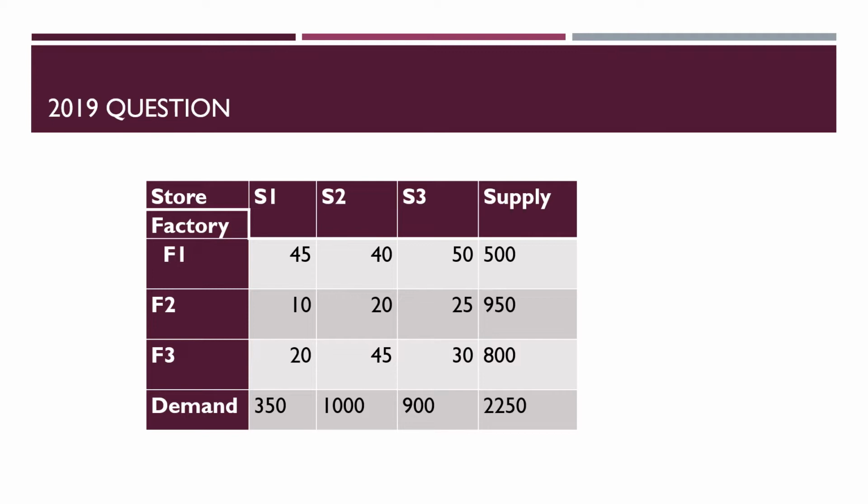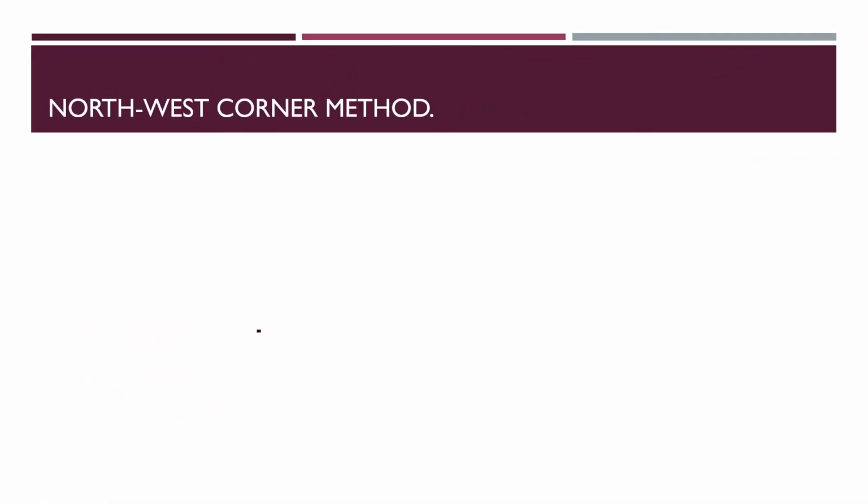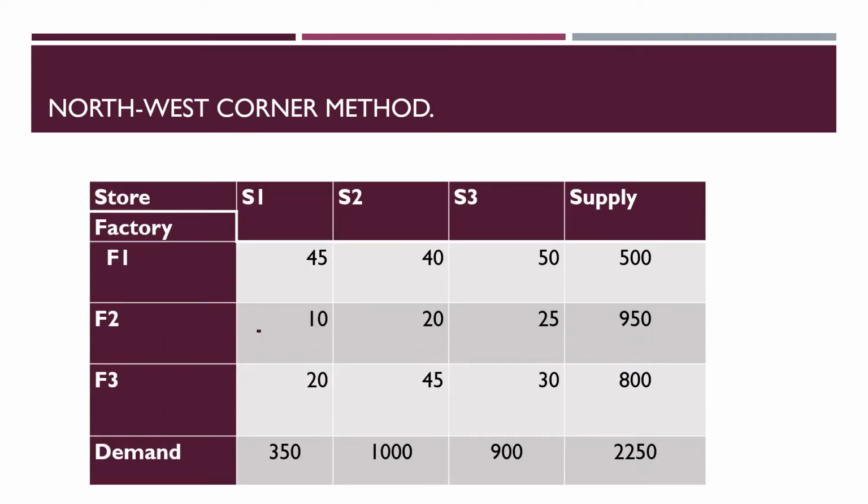Now let's see how to find the solution. Now let's see how to find the initial solution using northwest corner method. In the northwest corner method, we are going to first allocate to the northwest corner cell. Here, the first northwest corner cell is the F1 S1. How much of quantity we should allocate? 350 or 500. Here, we have to select the lesser amount, which means even though one factory can supply 500 units, S1 need 350 units. Therefore, we are going to satisfy the lesser amount.